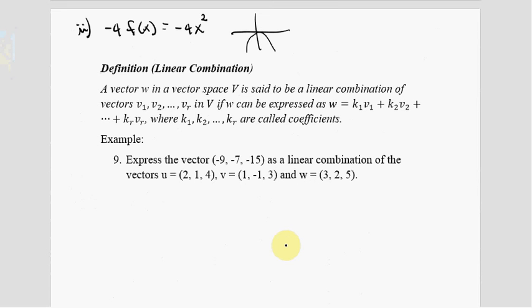So let's see. Here we say that a vector W, any vector in some vector space V, is said to be a linear combination of these vectors, V1 all the way to VR, if W can be expressed, we call this, W can be expressed as the linear combination of the given vectors. Now, what's the key about this? That W can be expressed as K1 times V1 plus K2 times V2 plus, and so on, plus KR times VR.